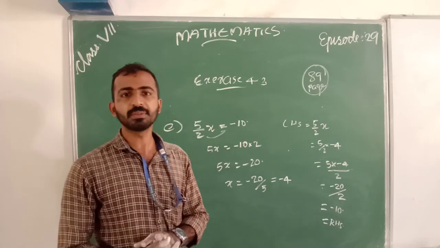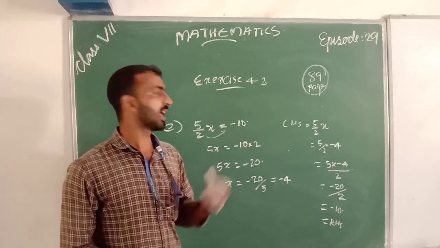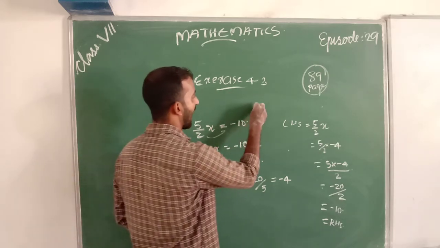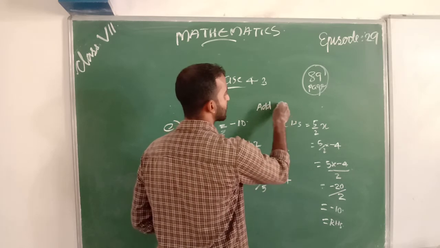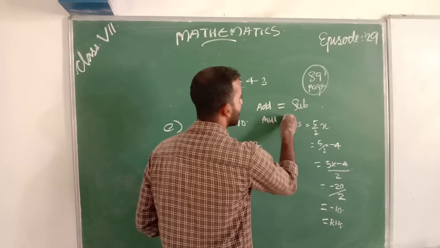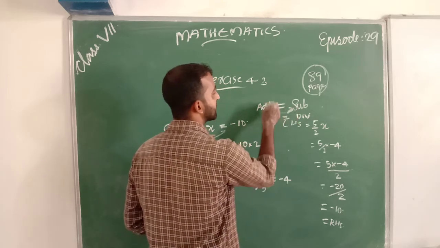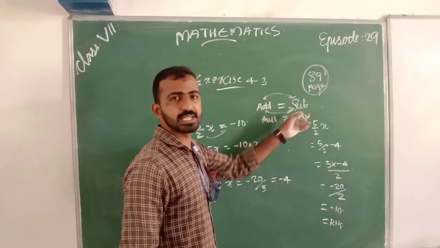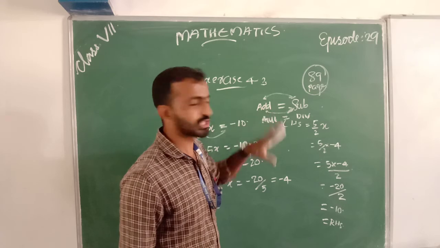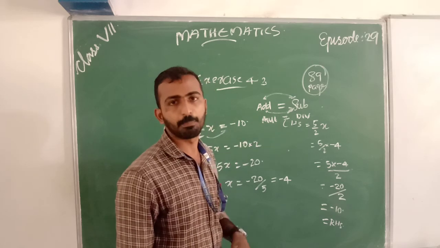And today we discussed transposing. When we get an equation, we make the transposing. Addition, when transposed to the other side, becomes subtraction. Multiplication, when transposed, becomes division. These are vice versa. When subtraction is transposed, the operation converts to addition, and when division is transposed, it converts to multiplication.